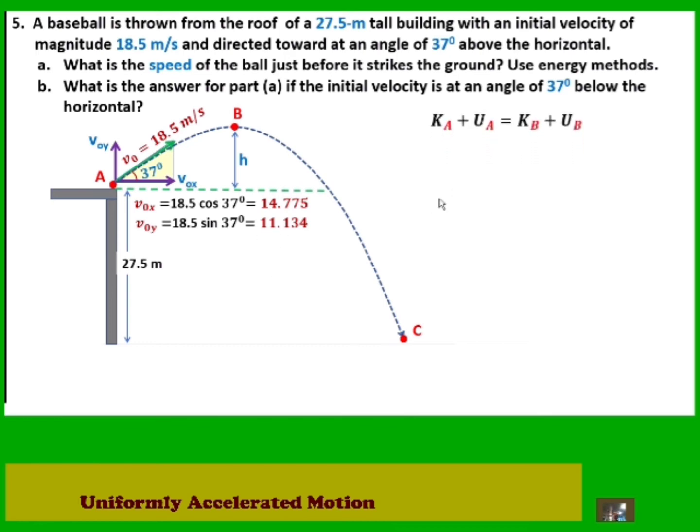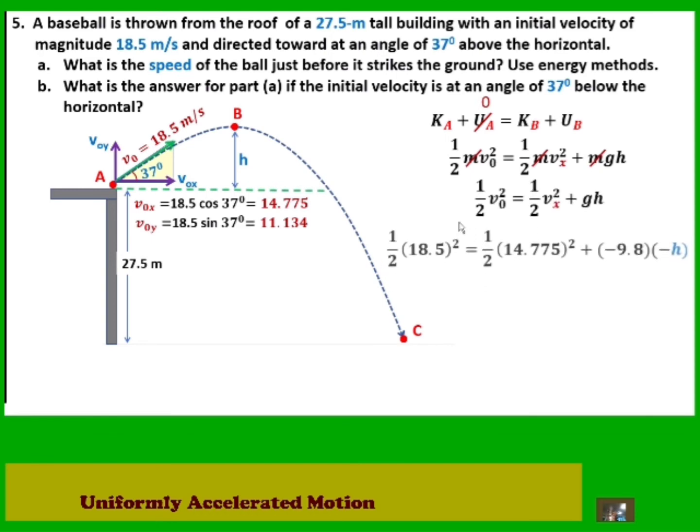From the energy conservation principle, considering the motion of the ball from A to B, at point A, its potential energy is 0 since our reference level is point A. At point A, its kinetic energy is 1/2 mv sub 0 squared. At point B, its kinetic energy is 1/2 mv sub x squared, and its potential energy is weight times the height h. Cancelling out the common factor in each of the terms, then substitute the value of the initial velocity, 18.5.